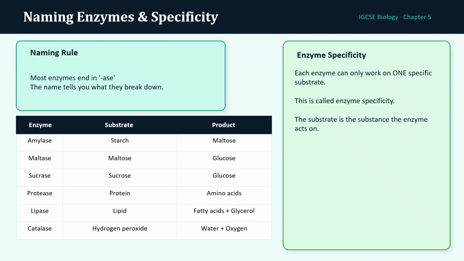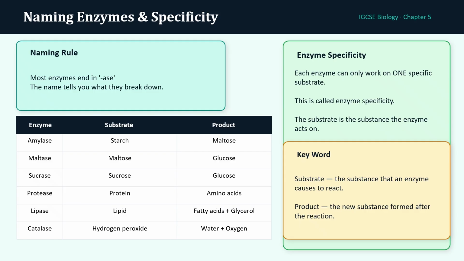Now enzyme specificity. This is a favorite exam concept. Each enzyme can only work on one specific substrate. This means amylase enzyme will not act on protein. Protease enzyme will not act on starch. It means that the enzyme is specific for its substrate. Only one specific substrate can attach onto the specific active site of the enzyme. You have to remember these keywords, substrate and product. Substrate is a substance on which the enzyme works, and the product is a substance that is formed after the reaction.